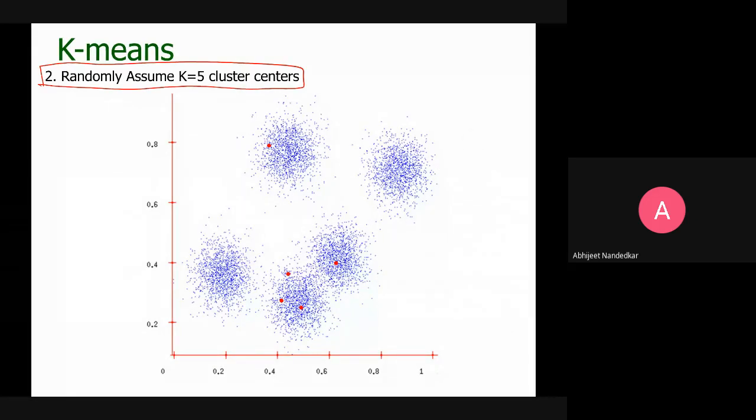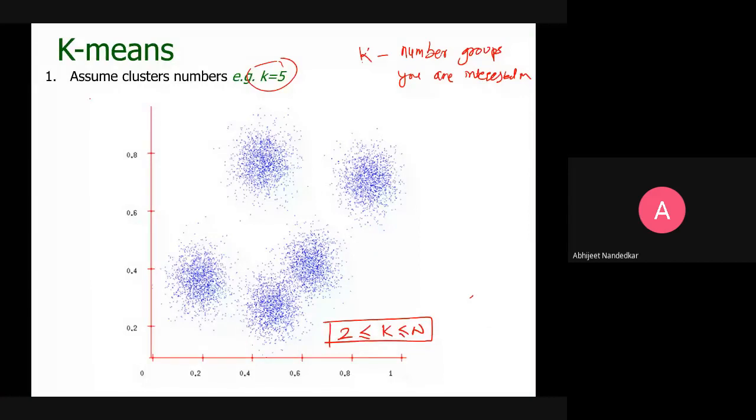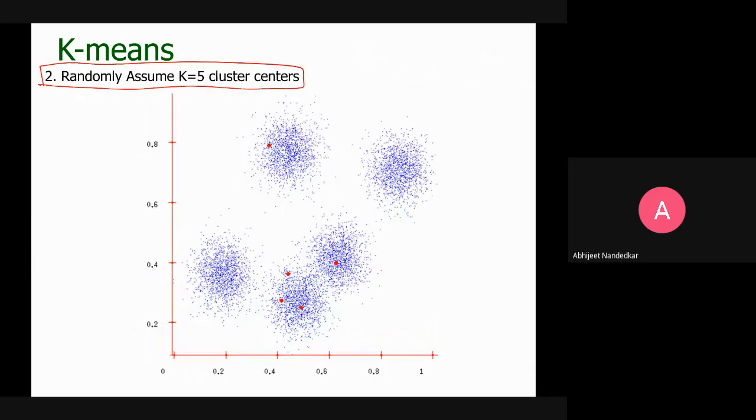You can see they are just thrown randomly on this sheet, and we will proceed to the third step. So what was the first step? The first step was to assume the number of clusters as per our requirement. So here I am saying k equal to 5 is my requirement. I have some idea that there are 5 groups in this, so I'm making k equal to 5. Then the second thing I'm doing, once I know I am interested in 5 groups, is randomly assuming 5 cluster centers.